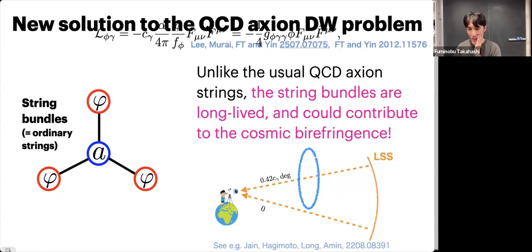That's one possibility. Also, these string bundles have relatively large tension, so they could also affect the CMB temperature and polarization fluctuations. And they also emit gravitational waves, and can be constrained or searched for by pulsar timing arrays.